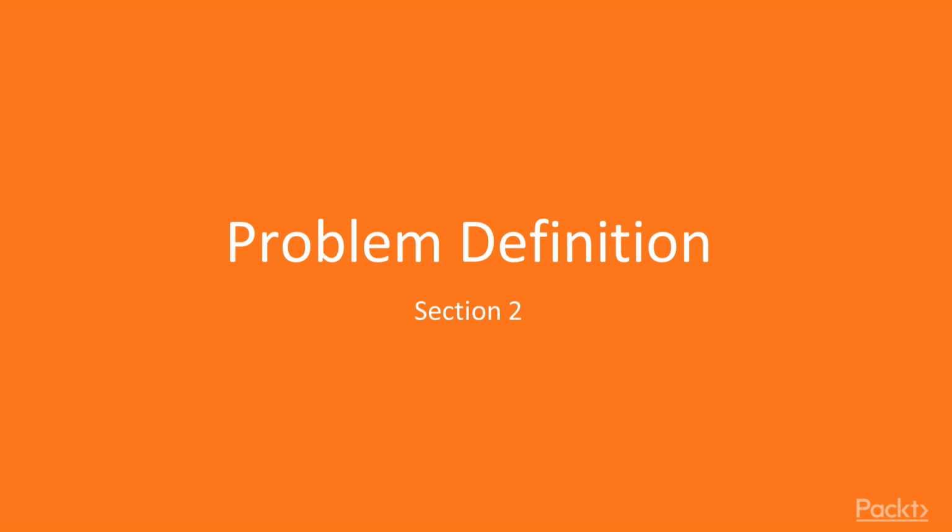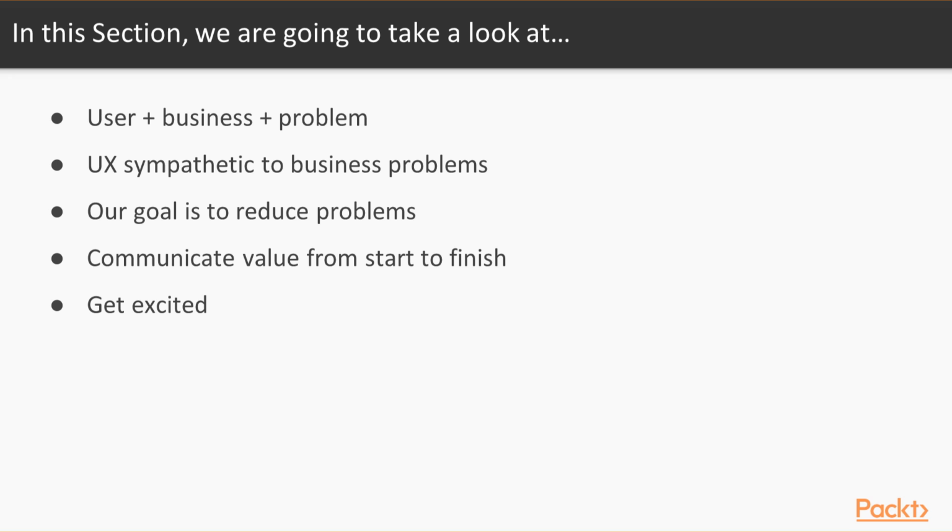Let's start out section 2, problem definition. In this section, and in this video, you'll be learning a little bit about how we as UX designers translate users, businesses, and problems. And we start by translating the problem. UX is really sympathetic to business problems, and we want to thrive on what we know from that complexity. So we'll discuss a little bit about that today.